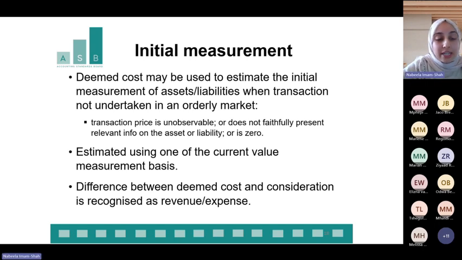Now, deemed cost is estimated using one of the current value measurement bases. The difference between deemed cost and the consideration received is recognized as revenue or expense.